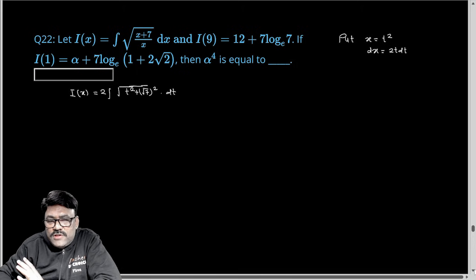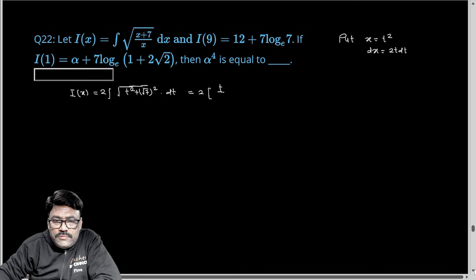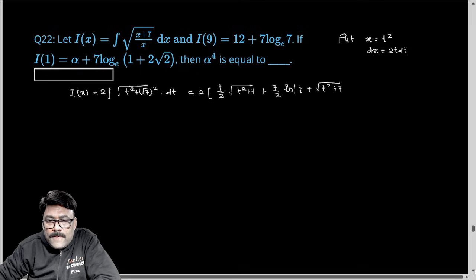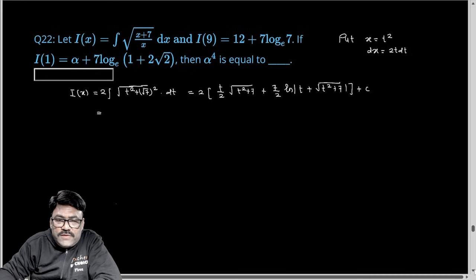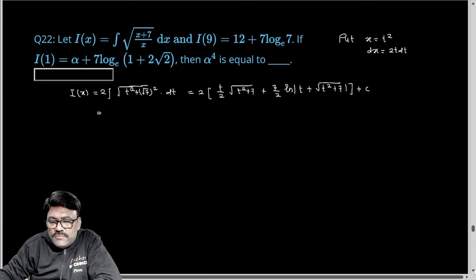And now just use the standard formula under root x square plus a square. It is 2 times t by 2 under root t square plus 7 plus a square by 2 log mod t plus under root t square plus 7, plus some constant c. 2 can be cancelled, and t is actually root x.